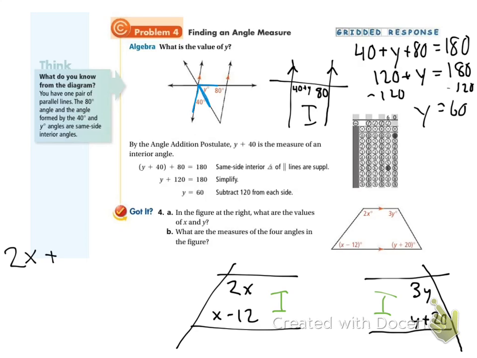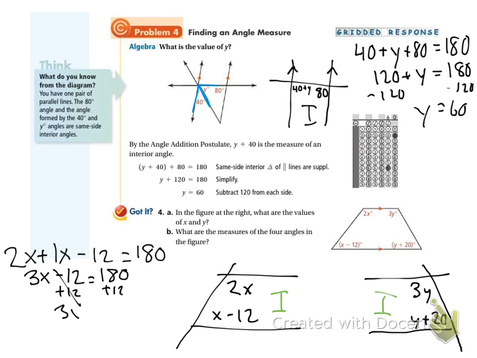2x plus x minus 12 equals 180. If there's no number in front of the variable, there's an invisible 1. 2x plus 1x gives me 3x. So I have 3x minus 12 equals 180. And then I can add 12 to both sides. That cancels off. I get 3x equals 192. And then when I divide by 3, I get x is equal to 64.